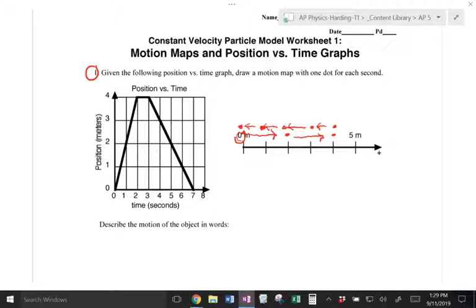How many dots then? 8 dots. Because you put one at 0, and then the rest. So be mindful of that. 8 dots represent 7 seconds worth of data.